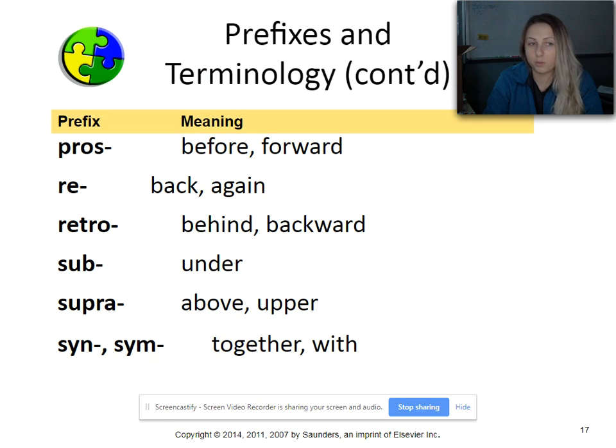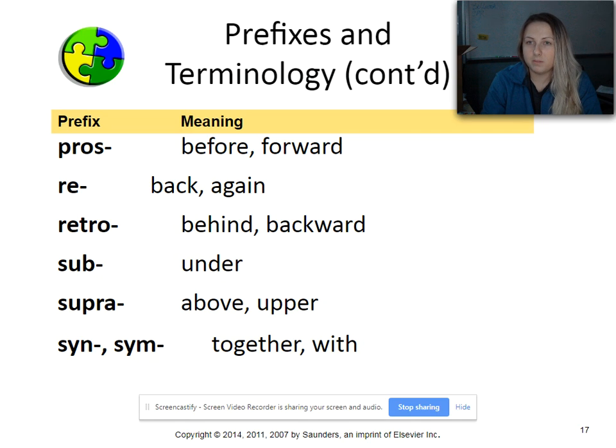Re is back again, like rewind. Retro, behind, backwards. If somebody wears clothes that were popular in the 70s or 80s, somebody could say that is so retro. That's from way back when. Sub is under or beneath. Supra is above. Syn or sim is together, like a symphony is all the people playing music together.